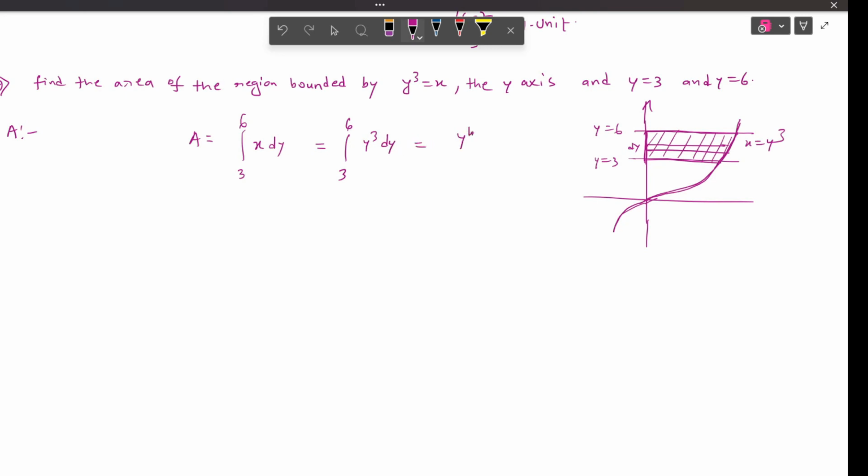This integration is y to the power 4 by 4, from 3 to 6. This would be 6 to the power 4 minus 3 to the power 4, by 4. So if you calculate, you will get 303.75 square unit. This is the area.